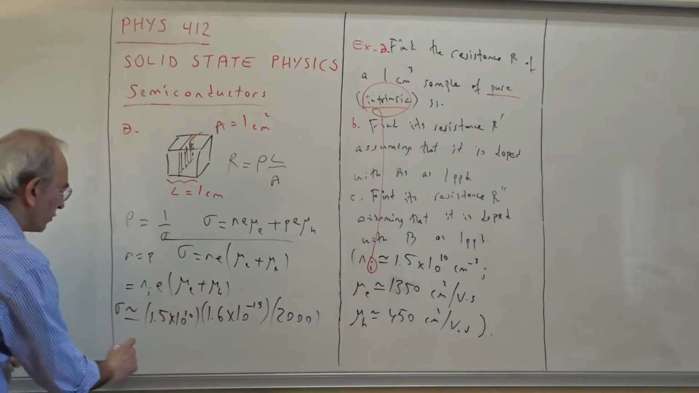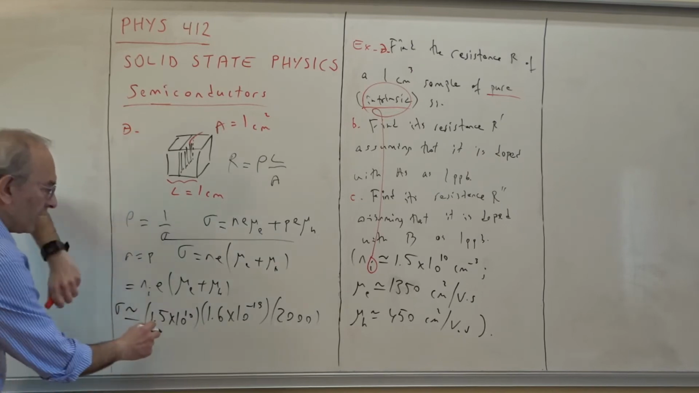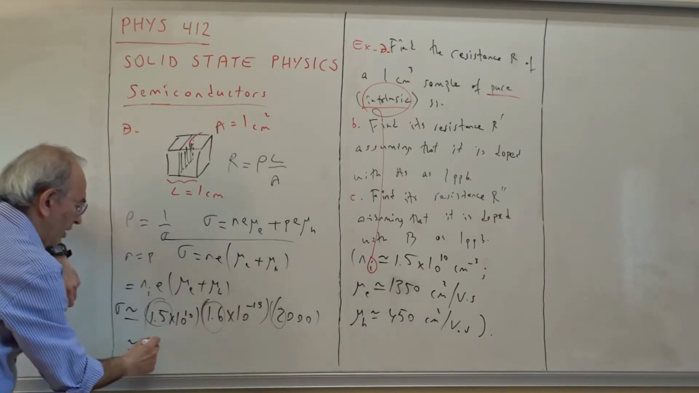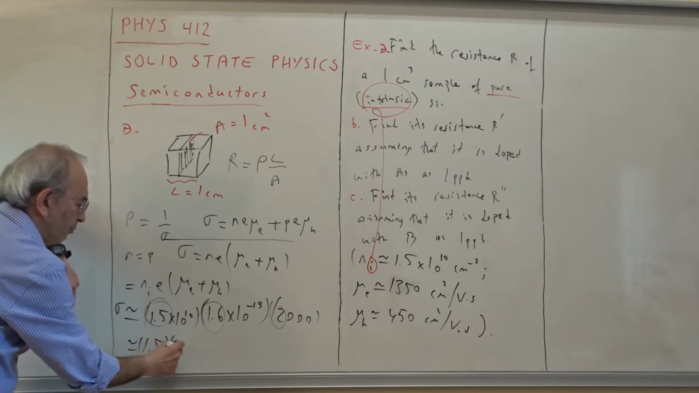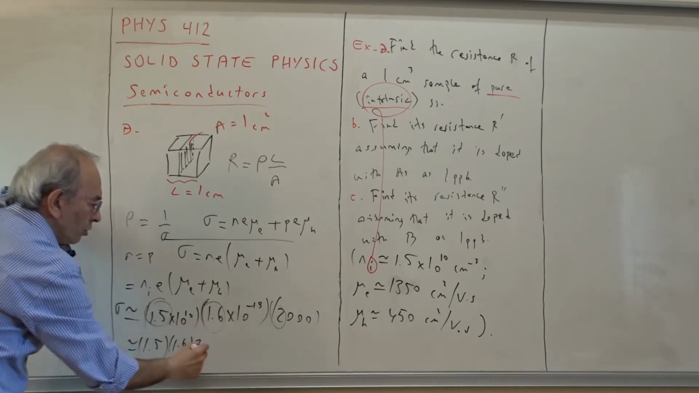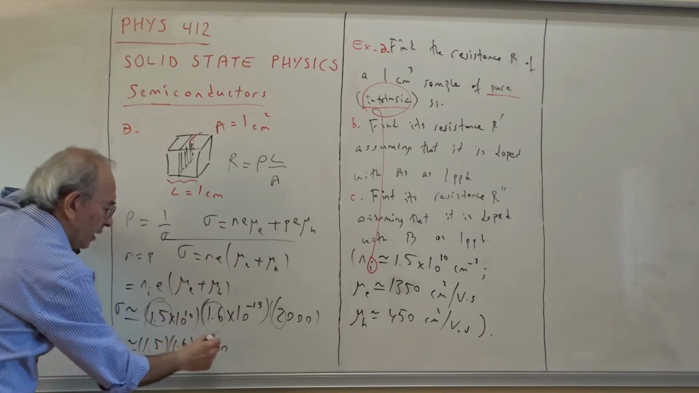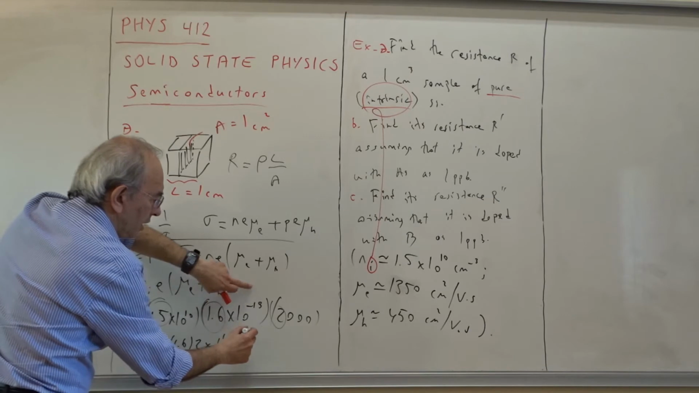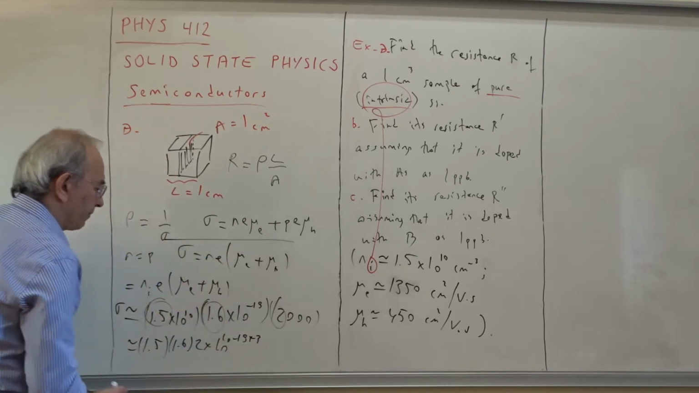Alright, what is the result of this multiplication? We have these numbers and a power of 10. 1.5 times 1.6 times 2, and the rest is the power of 10. 10 from the first power, minus 19 from the second, plus 3 from the third.